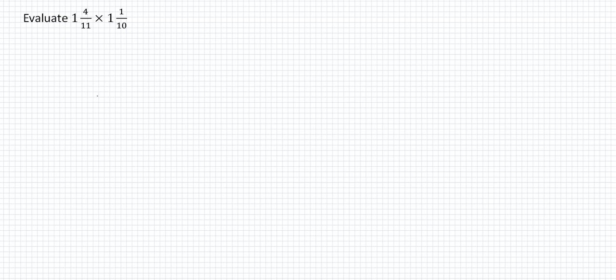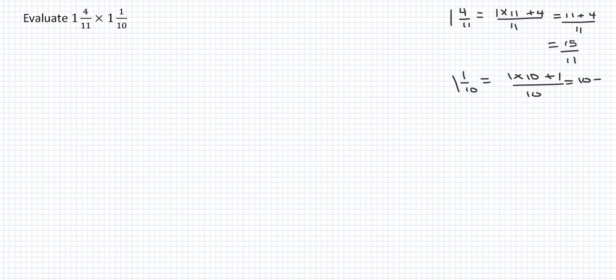The next example, we have 1 4 over 11 multiplied by 1 1 over 10. So here we're going to convert 1 4 over 11 to an improper fraction. So we have 1 multiplied by 11 plus 4 over 11, which is 11 plus 4 over 11, which is going to give us 15 over 11. Then 1 1 over 10 is going to be 1 multiplied by 10 plus 1 over 10, which is 10 plus 1 over 10. It's going to give us 11 over 10. So now we're going to rewrite this as 15 over 11 multiplied by 11 over 10.